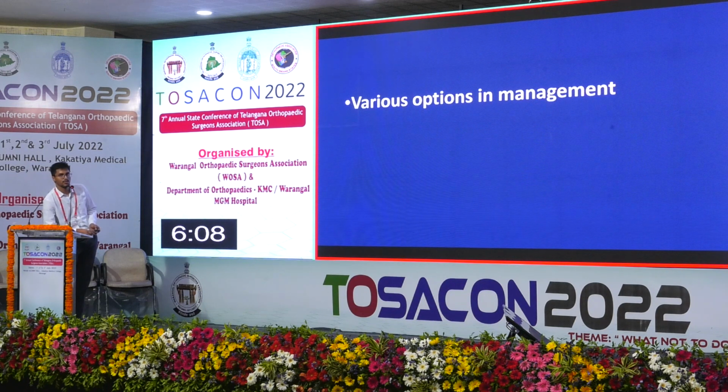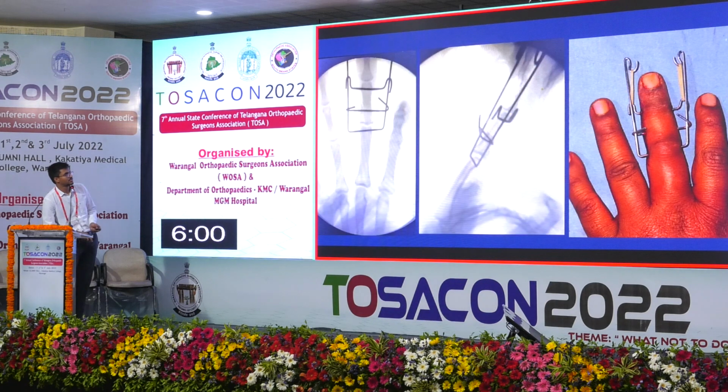In this case we need only the axial traction that can be given by a Zimmer splint. We can even go for extension block pinning, or we can do a Suzuki frame. The advantage of the Suzuki frame is it can be done under local ring block, and we can immediately start mobilization for the patient.